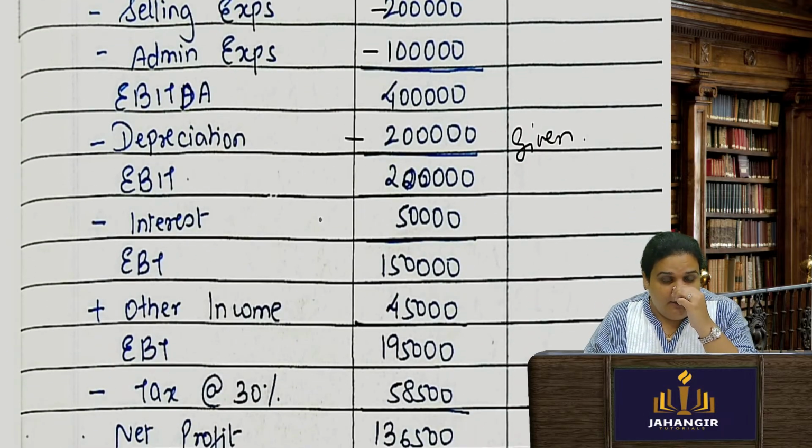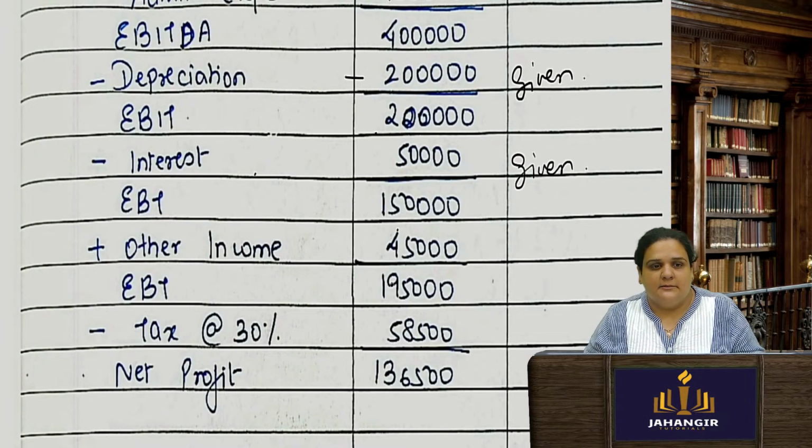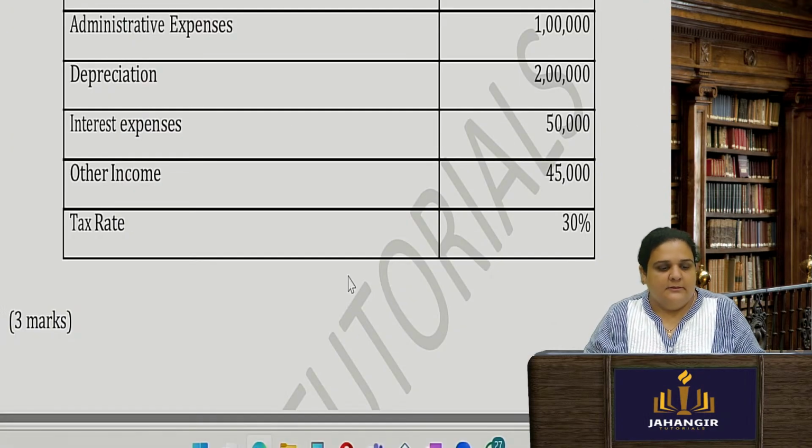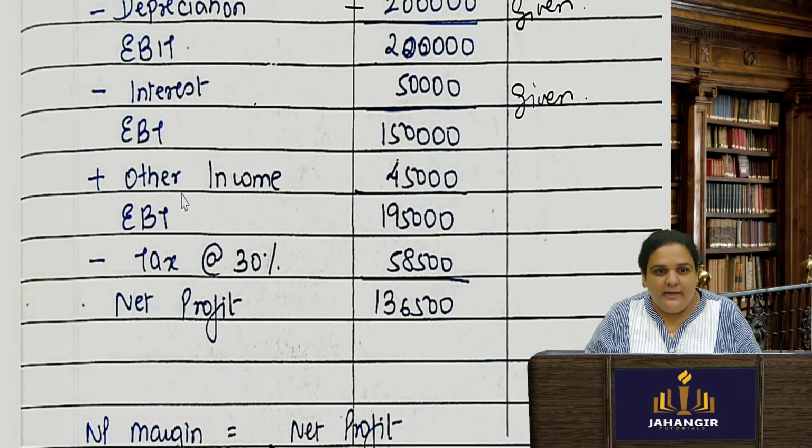Earnings before interest and tax, EBIT, is 2 lakhs. Minus interest, which is also given, EBT is 1,50,000. But there is something over here, other income. So to earnings before tax I will have to add this other income. So your actual earning before tax is 1,95,000. On that I will apply the tax rate.